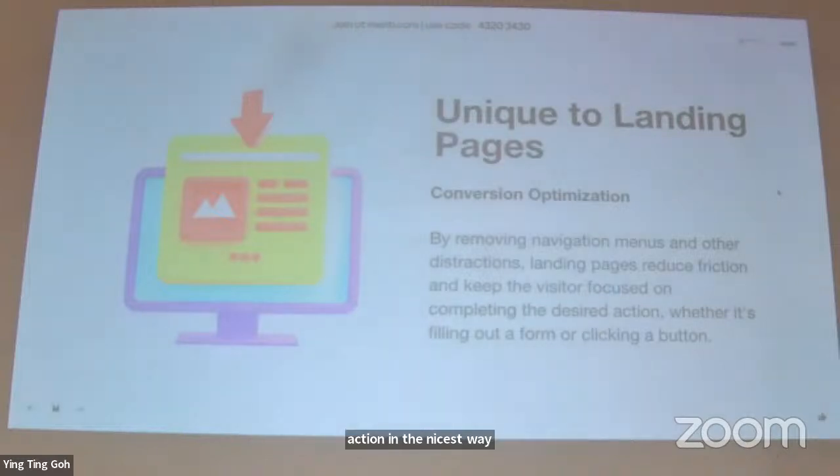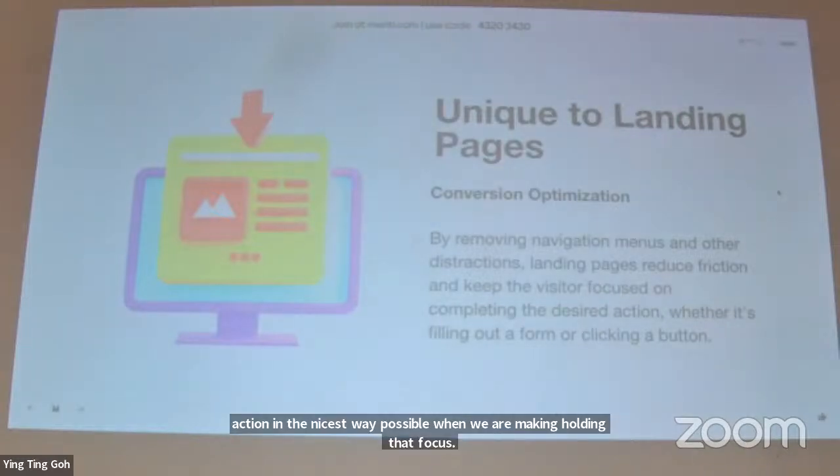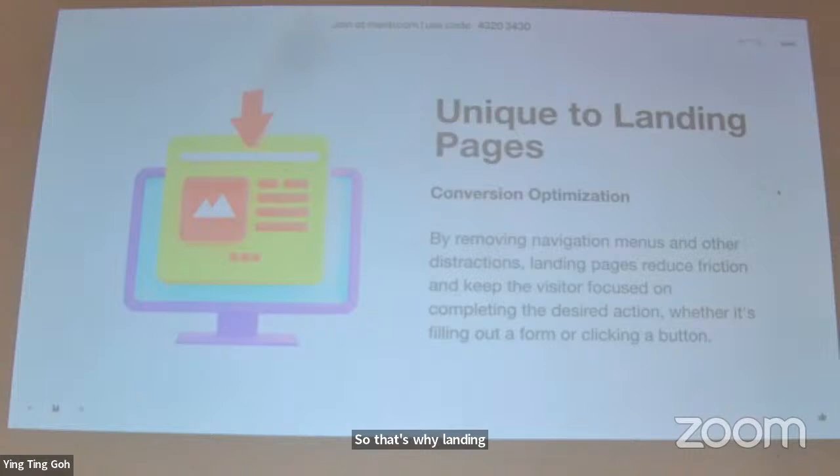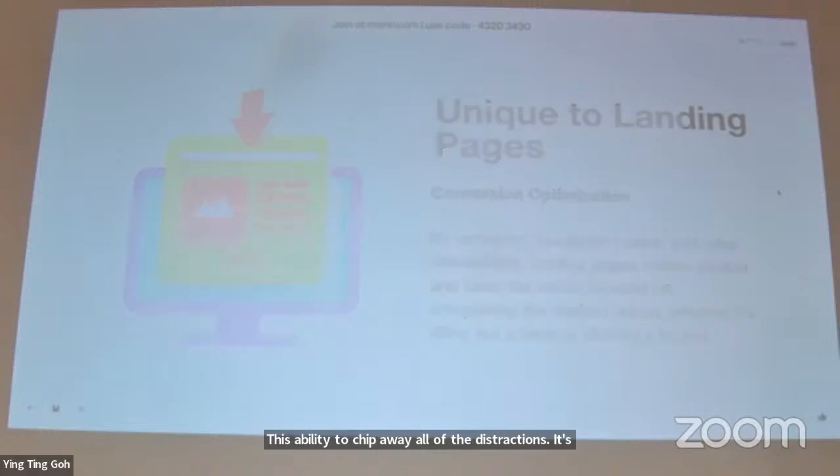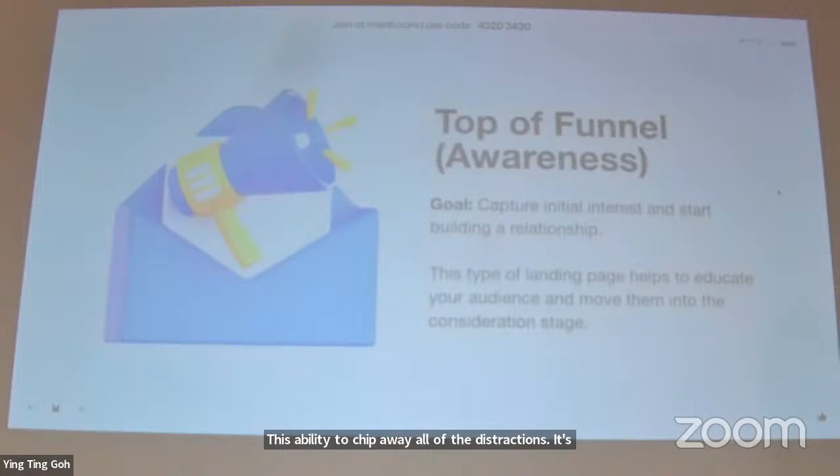So it's really about making space for the same action in the nicest way possible when we are holding that focus. That's why landing pages approach it with this ruthless ability to chip away all of the distractions. It's not the same as a website. Websites can become really bloated. So in different parts of the marketing funnel, the landing page will look and feel a little different. And this is just a guide. Obviously, you can break the guide. It's not like a must-do type of thing.